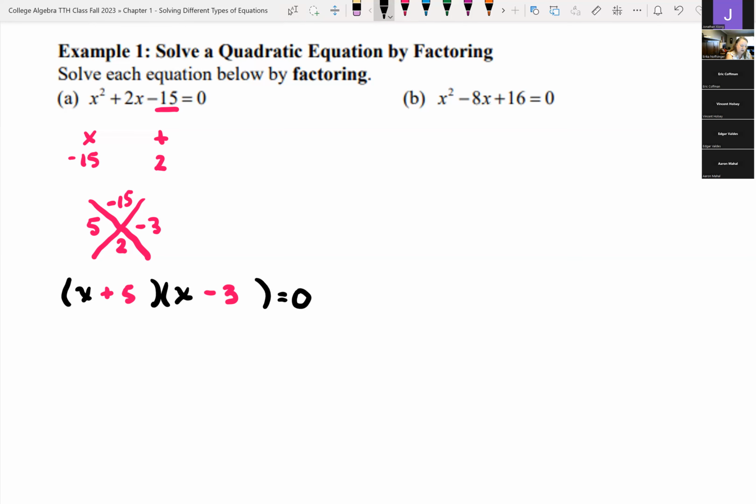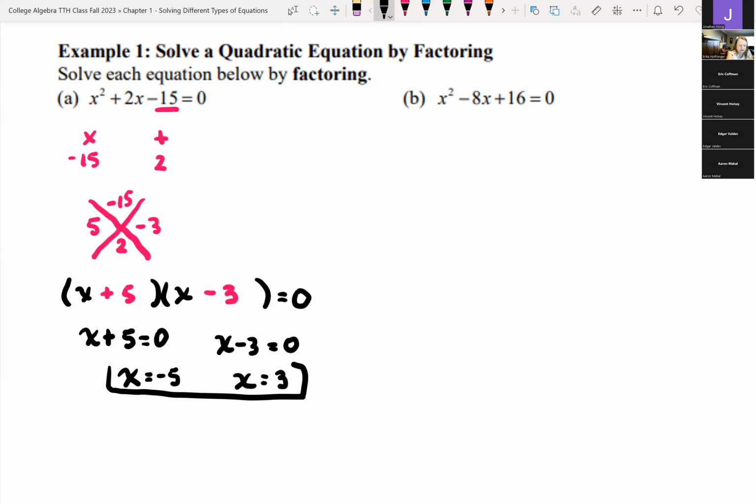Now we can just set each factor equal to 0 and solve. In this case, these are linear factors. So we're looking at when is x plus 5 equal to 0 and when is x minus 3 equal to 0. Isolate your variable x for each one of those equations. We get x is equal to -5 by subtracting 5 on both sides, and x is equal to 3 by adding 3 to both sides. And so our solutions are x equals -5 and x equals 3.